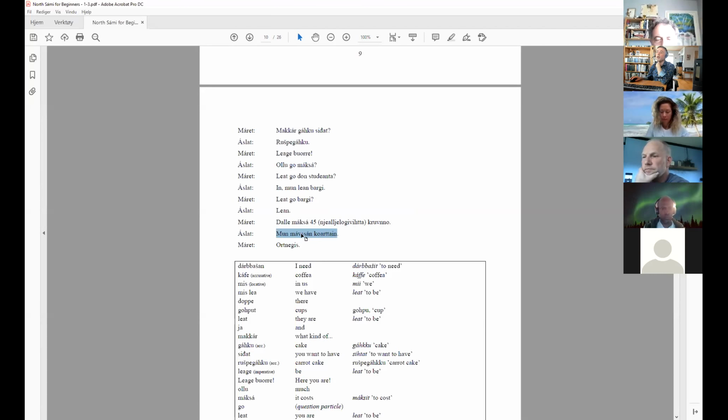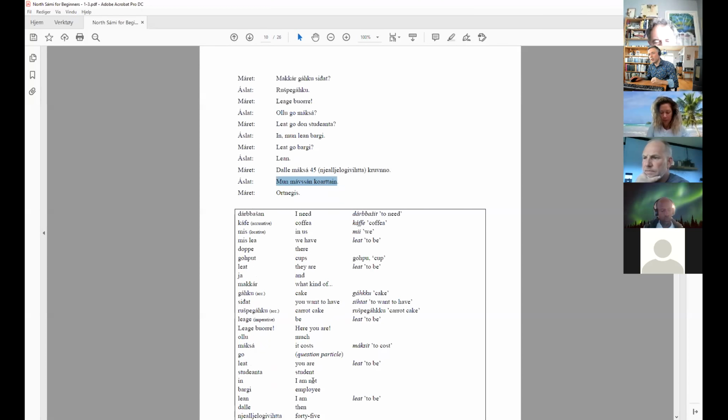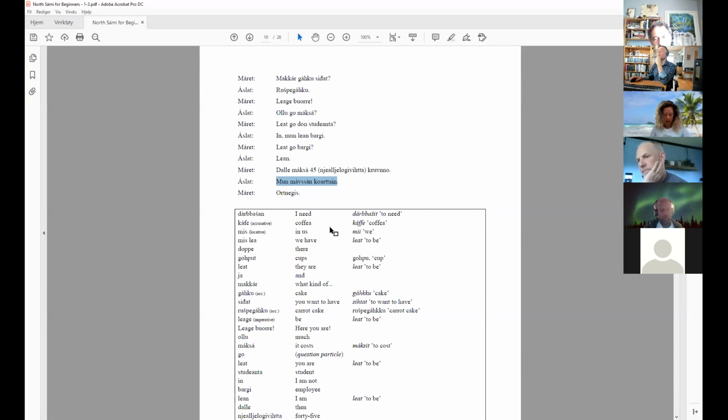I pay with card. Maksit can be to cost, but also to pay. I don't know if maybe I translated it just to cost here in the list. I should have added that it can also mean to pay. Mon mavsan kvartain. I pay with bank card or with card. So why is it maksa with a K and then mavsan with a V? Yeah, that's the problematic part here.